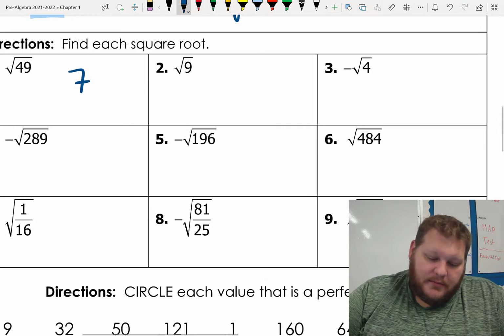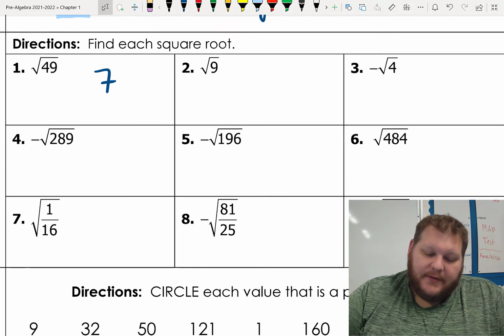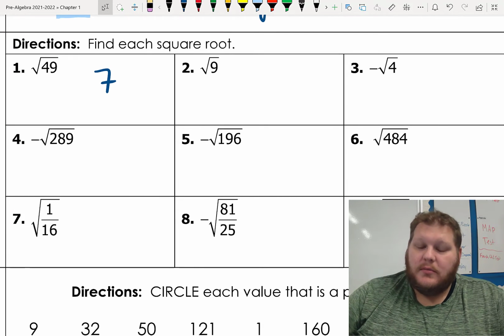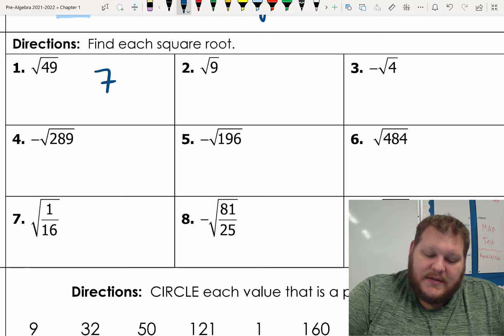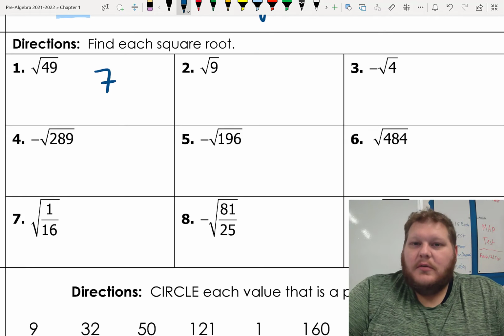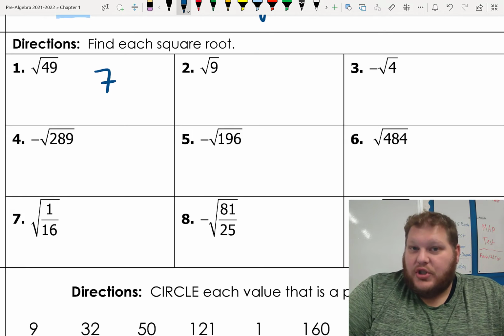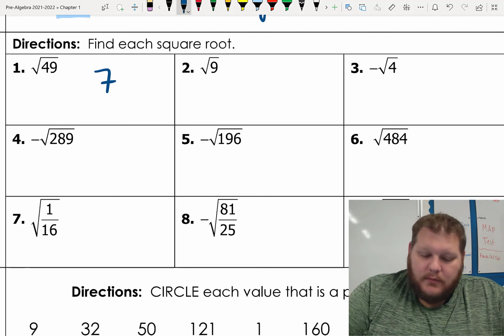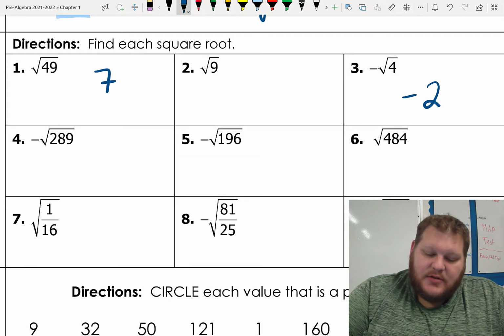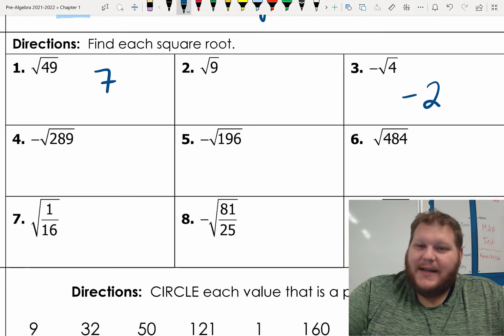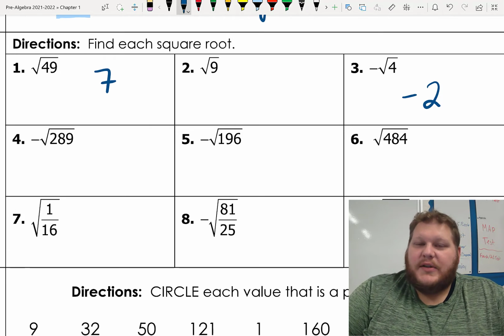For number 3, we've got the negative square root of 4. So again, very careful, because I can take my square root of 4, which is 2, right? 2 squared is 4. So my answer in this case should be negative 2, because that negative sign out in front stays with it. My square root of 4 is 2. I make it negative, so negative 2.